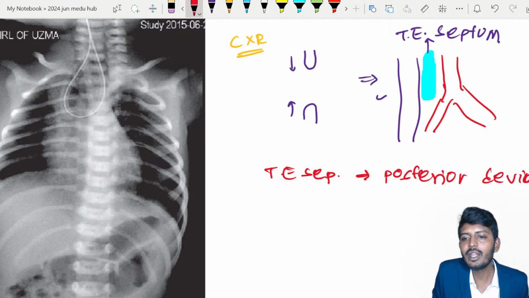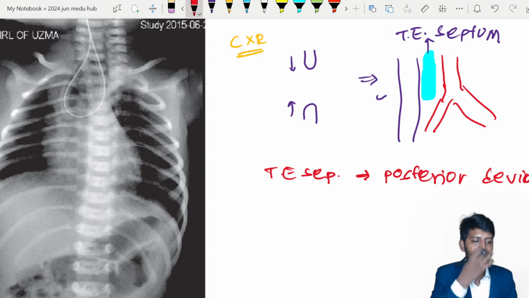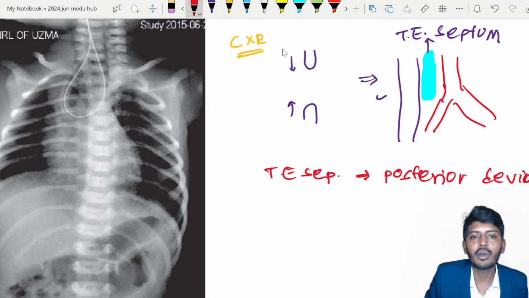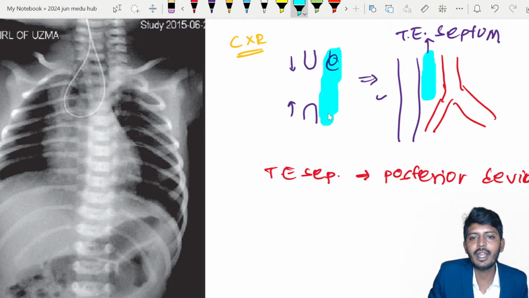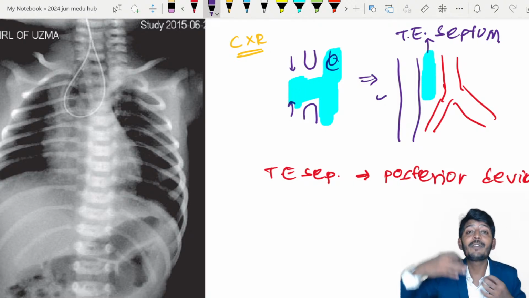So if there is a posterior deviation of the tracheoesophageal septum, what will it create? Now imagine there was a septum which was present like this, just in front of the esophagus, right? Now this fellow has gone to the side. So now what will happen? Will the esophagus completely form?